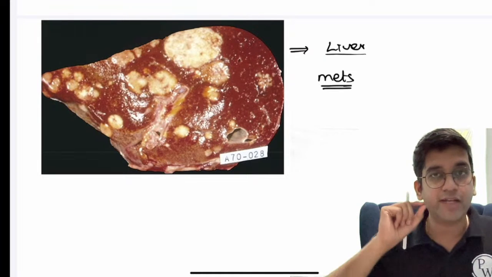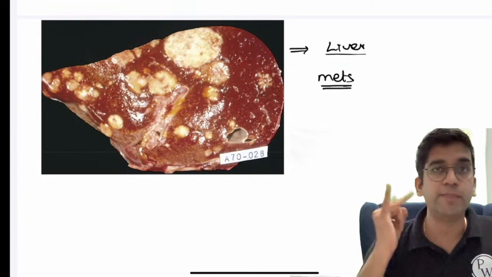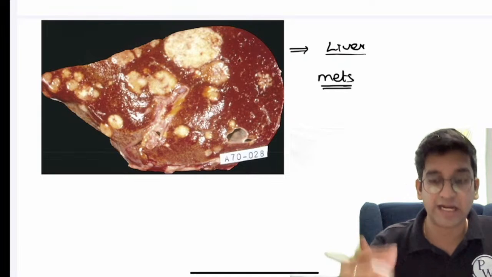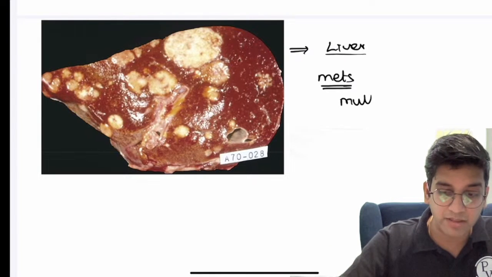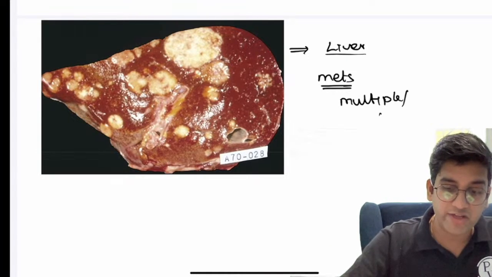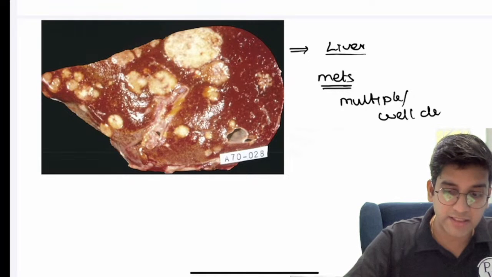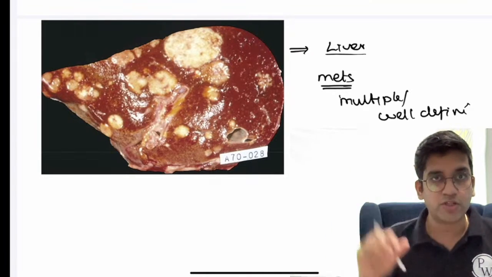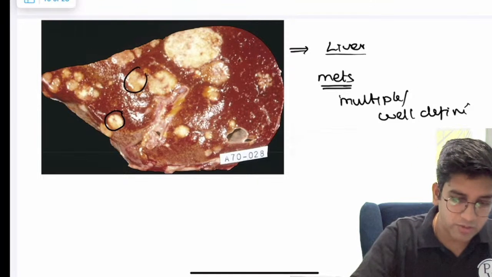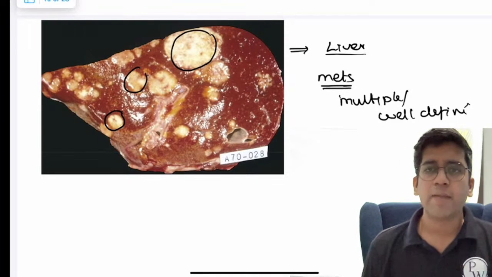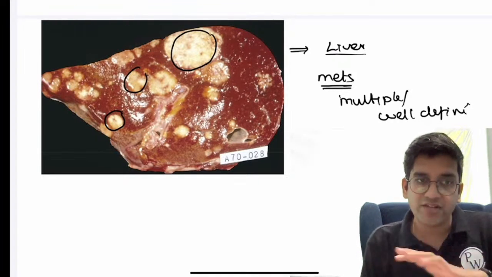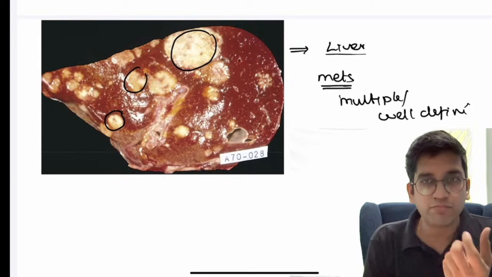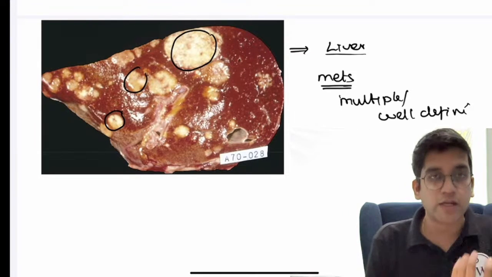Please remember, whenever you have any organ, be it a lung, be it a liver, be it CNS, be it heart, if you see well-defined areas, you think of metastasis. Multiple tiny spots like this, tiny and round, think of metastasis. It might not be caseation, because caseation will not be very flat. It will kind of crumble. That's a clue here.